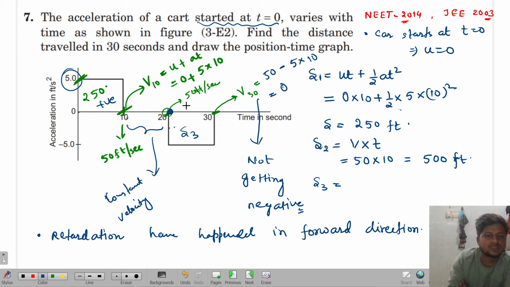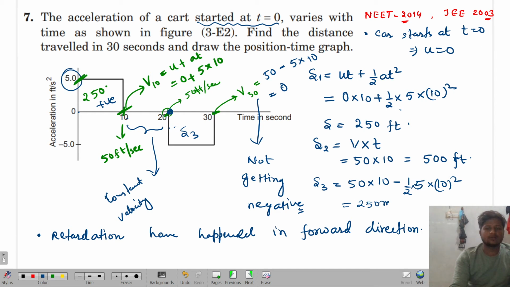S3 is going to be how much? Initial velocity is 50. So 50 into the time it is taking, 10 seconds, minus half of the acceleration, 5, into time 10 squared. Why am I putting minus? Because negative acceleration is present. So this is going to be 250 feet. So here also S3 is 250 feet. Therefore, can I say from this example that distance is equal to displacement, and that is equal to 1000 feet over here. Got it or not, everyone?